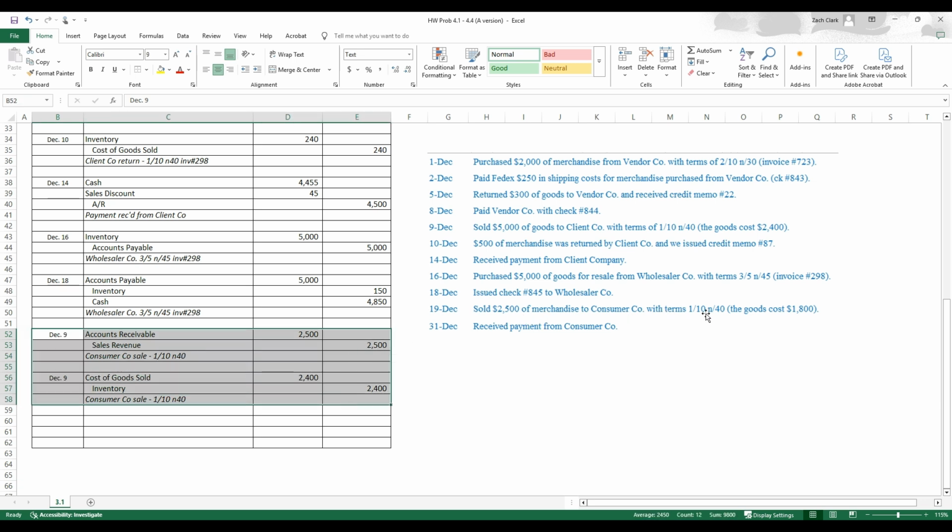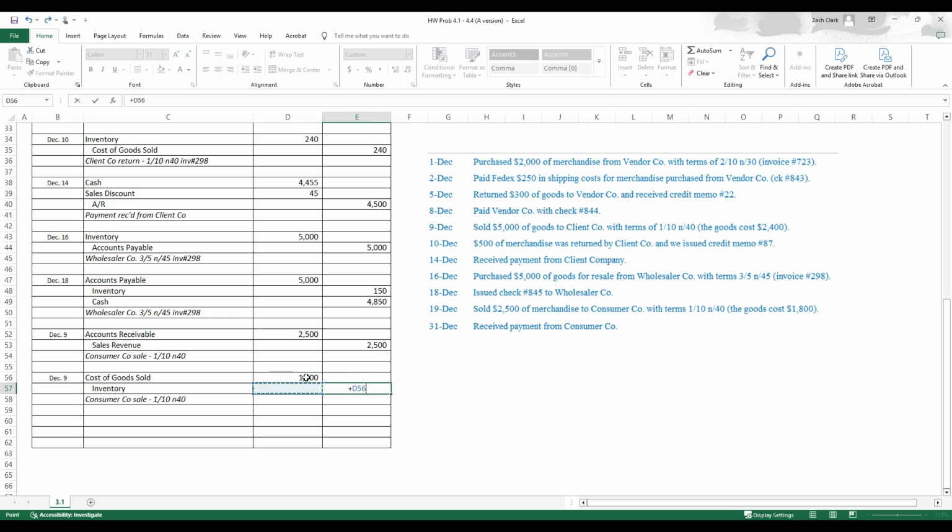So we've got accounts receivable, and we know what the goods cost us, $1,800. So that's a reduction of inventory for $1,800 and recording our cost of goods sold for $1,800.